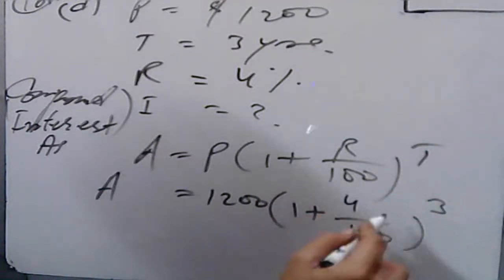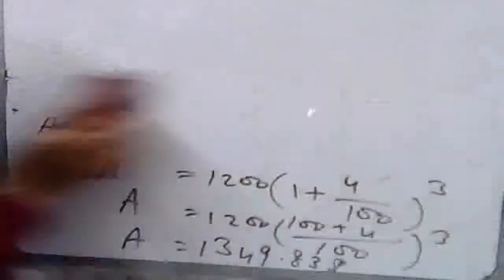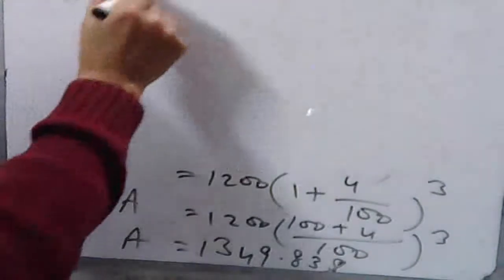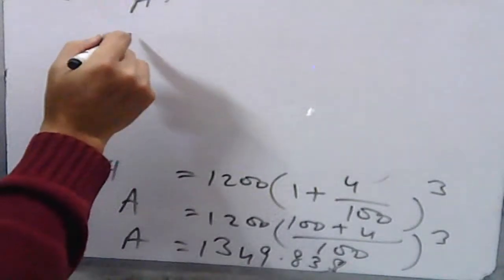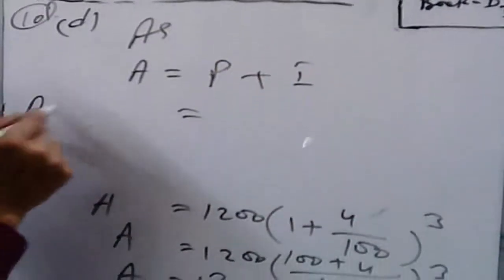Now after simplification, 1,200, once again your LCM is 100 plus 4. So after simplification, the amount is equal to $1,349.83. So that is your amount. You have to find the compound interest, using once again the simple formula: amount is equal to principal amount plus interest, so amount minus principal amount is equal to the compound interest.